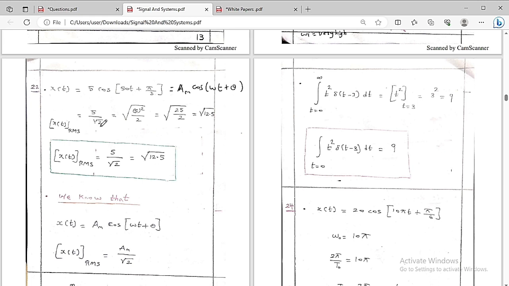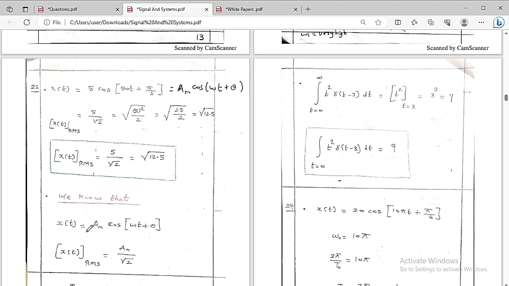I can also do it in the other form, which is under root of 5 square by 2, and here it is 5 by root 2, because the root 2 terms cancel, so we get the same thing, 5 by root 2, or you can write under root of 25 by 2. 25 by 2 is nothing but 12.5. So you can write root over 12.5, or 5 by root 2. Either way the concept is the same. The RMS value of the signal is the peak value by root 2, finally root over 12.5 or 5 by root 2.